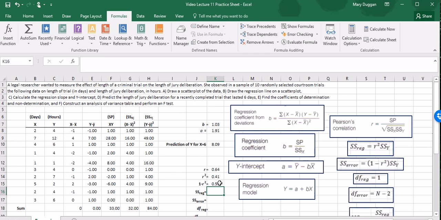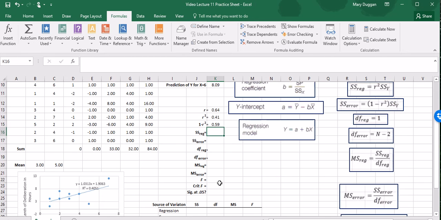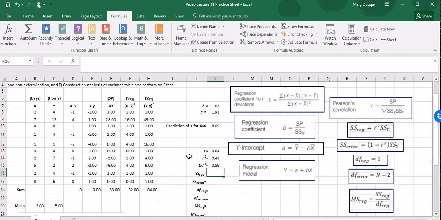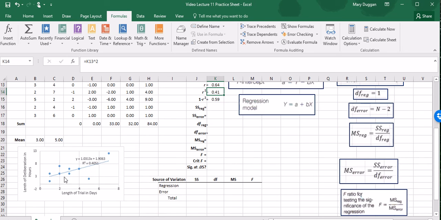You will notice that the R squared that we calculated is equal to the coefficient of determination that we found on our table. 0.405 is equal to our 0.41 that we found here. So again, making the scatter plot and selecting those options helps you to double check your answers.